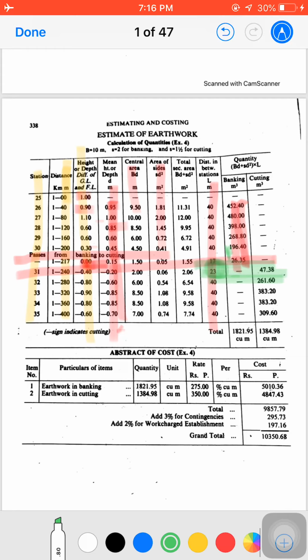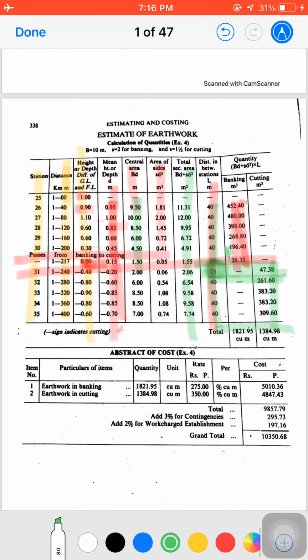Then you have to calculate the quantity, that is (BD plus SD square) into L. That is this column into L. Similarly from this column into L you get it in cutting. So finally after this you get the total quantity.